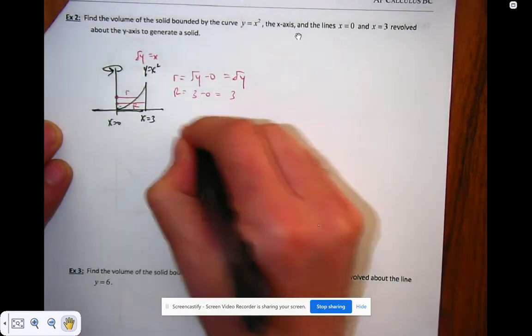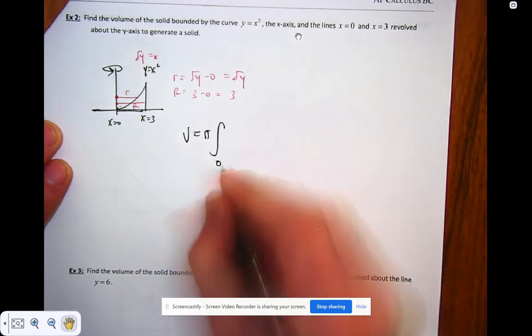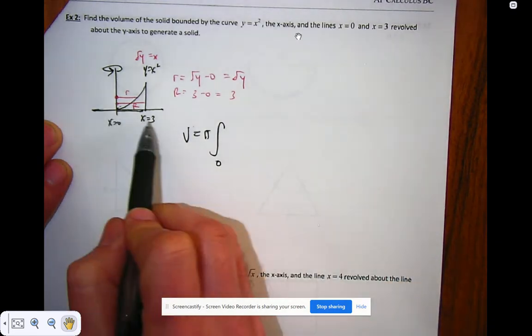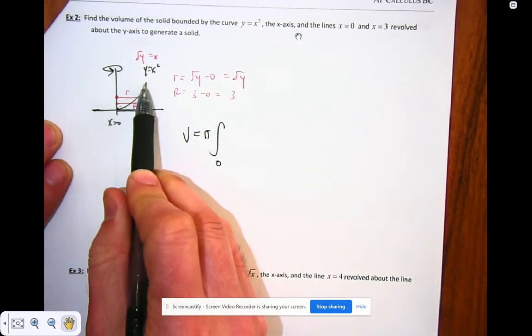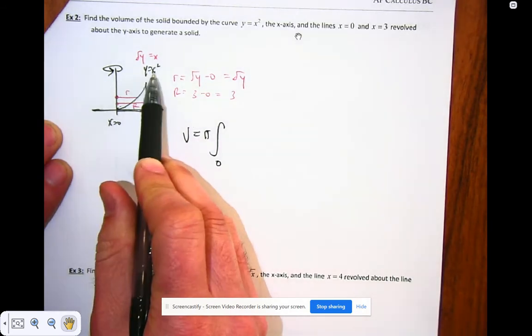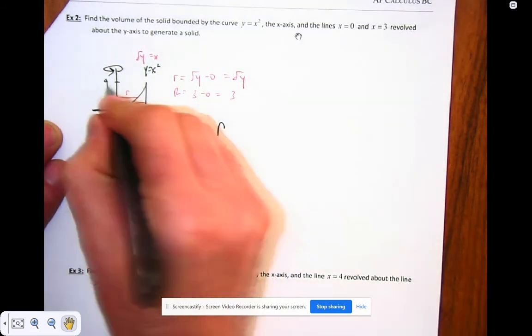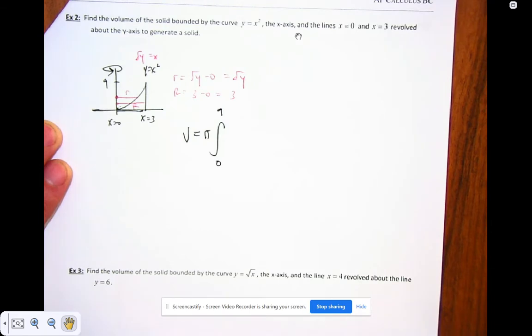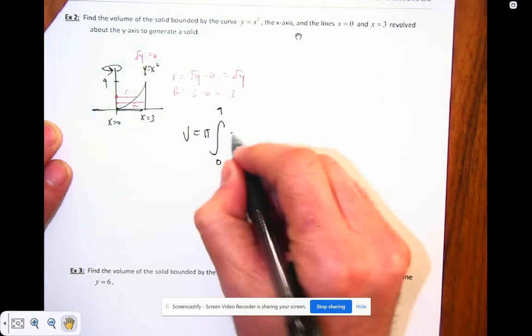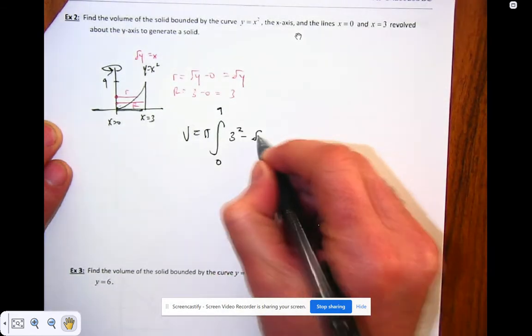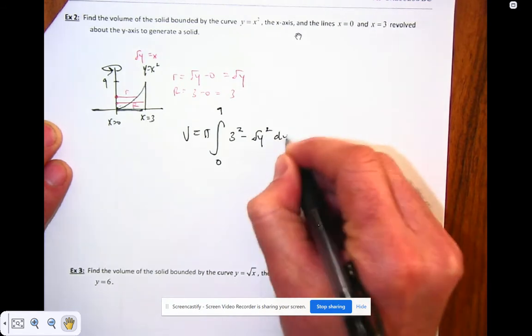You go to your volume equals pi integral. The lowest y value is 0 up to, if this is x equals 3, and I plug it in, I get y is equal to 3 squared, which is 9. So I'm going from 0 to 9 of capital R minus little r squared dy.